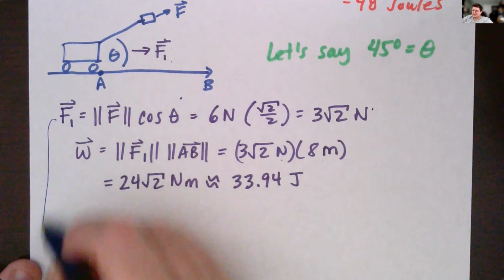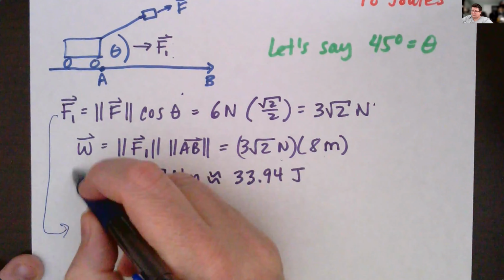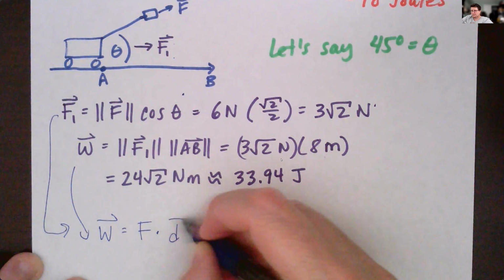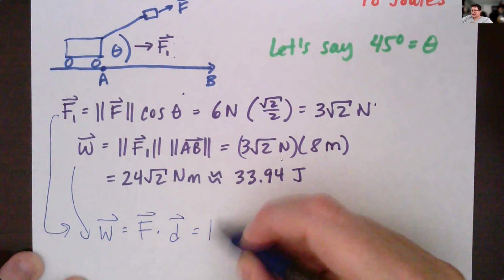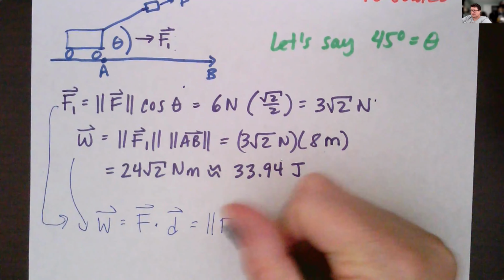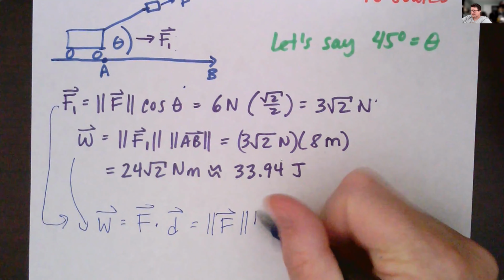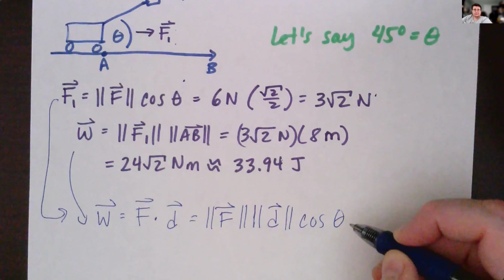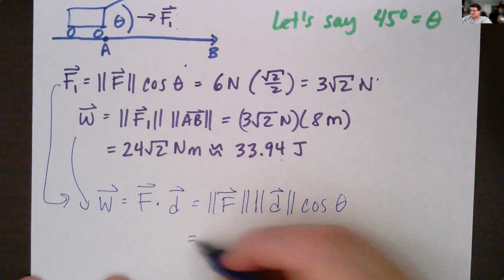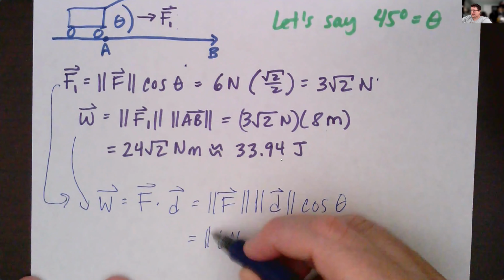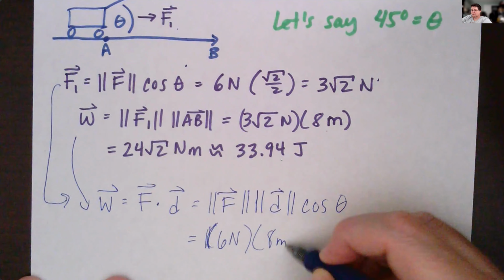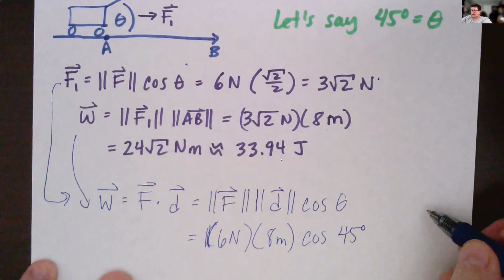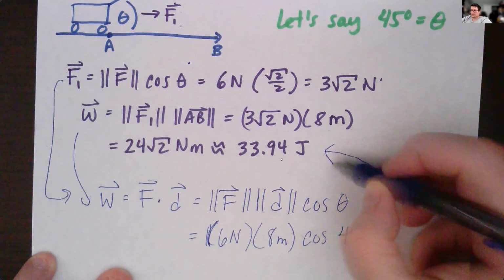Another way of doing this is doing, well, this really. We've got work equals force times distance, which is the magnitude of the force times the magnitude of the distance times the cosine of the angle between them. The force was 6 newtons, the distance was 8 meters, and the angle was 45 degrees. And when you work that out, you'll get this as well.